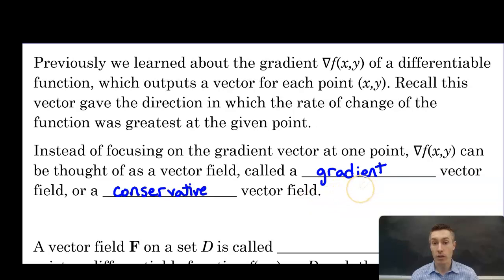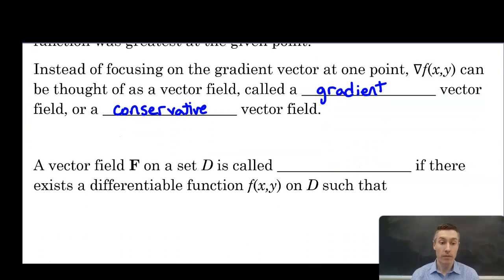The 2 names really depend on what lens you're looking at this through. The gradient vector field is a more mathematical approach. That is how we find the vector field. We take the gradient of some scalar function f of x, y or f of x, y, z. And then conservative is if we're focused on more of the physics side. It's called a conservative vector field because there's a conservation of energy. So then we start to incorporate the ideas of potential and kinetic. We need to recognize both of these terms because we could be asked a question that uses either of them.